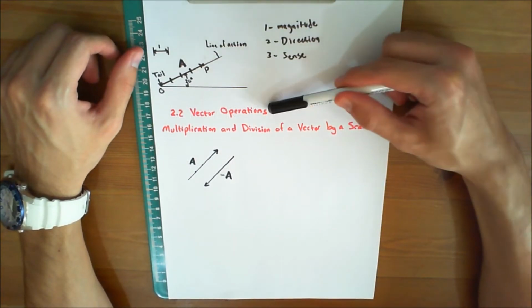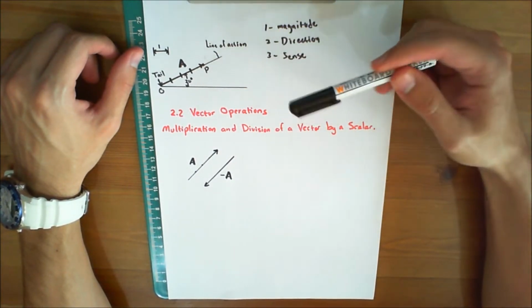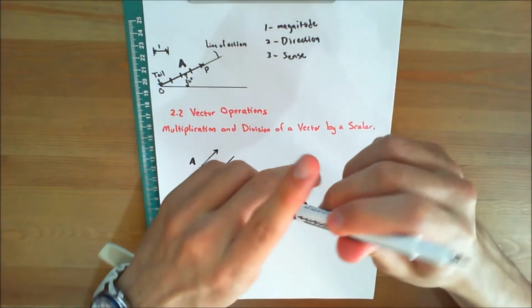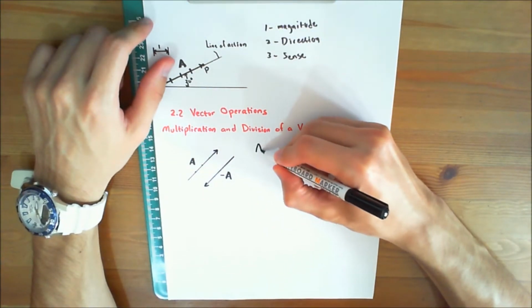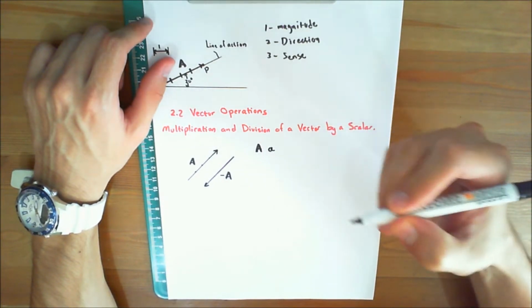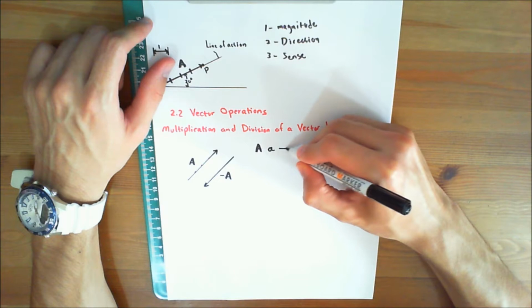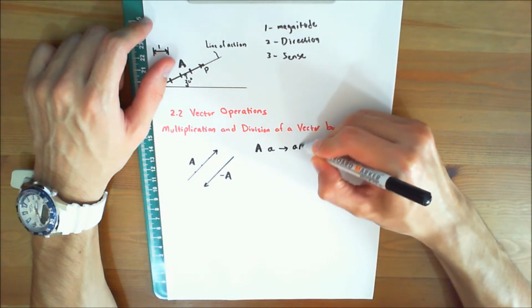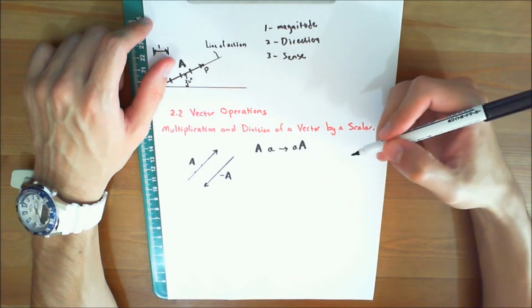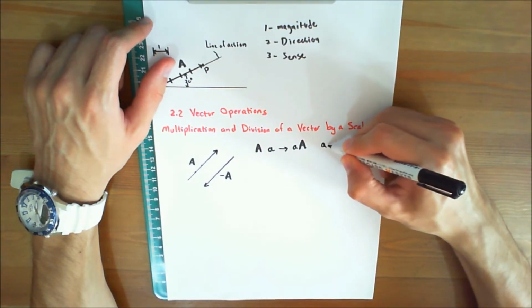Now let's discuss vector operations, multiplication and division of a vector by a scalar. The product of vector A in boldface and scalar a, yielding aA, is defined as a vector having a magnitude aA.